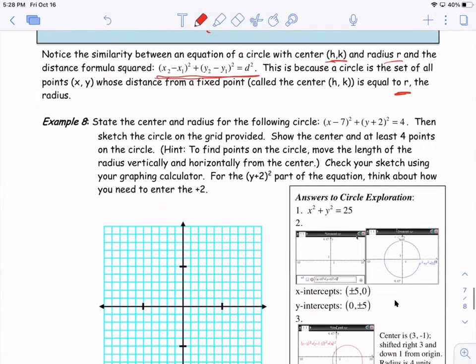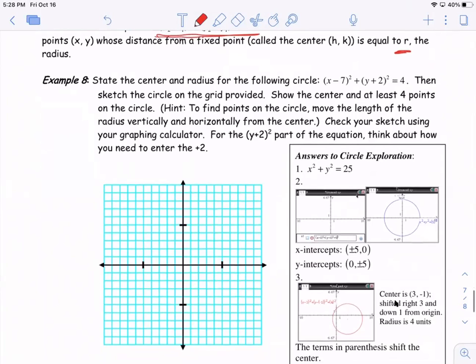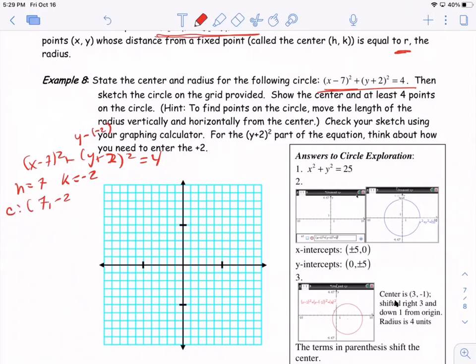Okay, so now we're going to do example 8. So we want to state the center and radius for the following circle. (x - 7) squared plus (y + 2) squared equals 4. So if we have (x - 7) squared plus (y + 2) squared equal 4, that means that h is 7 and k is -2, right? Because it would be y minus negative 2. So we would have the center is going to be (7, -2), and 4 is equal to r squared. So r is equal to 2. We are not concerned about the negative value here because a negative radius doesn't make sense.